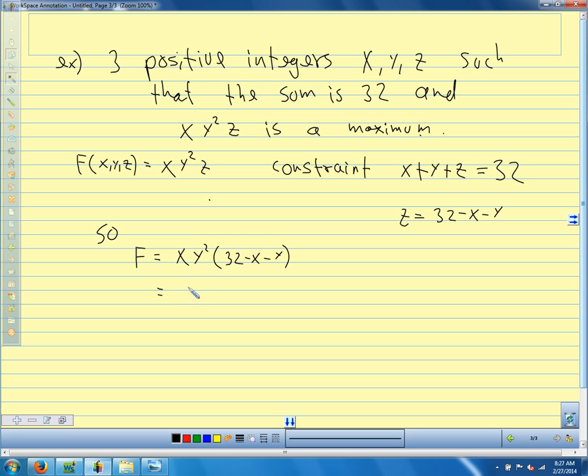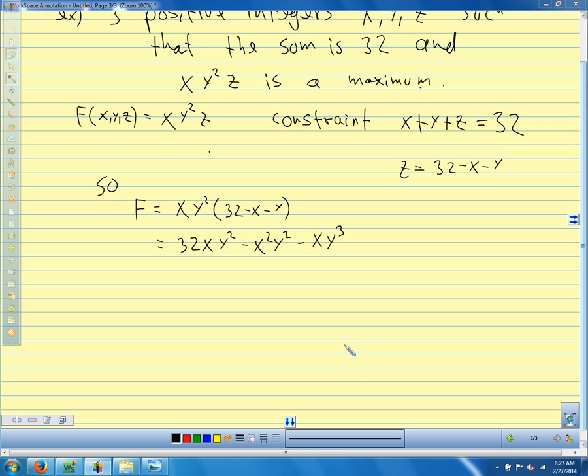So let me expand this out so we get 32 x y squared minus x squared y squared minus x y to the third. And we want to maximize that. I think I said minimize before. So we want to maximize that. We're going to do our same procedure: take the first partials, set them equal to 0, and solve our equations. So we want our first partial with respect to x, f sub x. We take our partial derivative, and we get 32 y squared minus 2 x y squared minus y to the third. And we want that equal to 0.